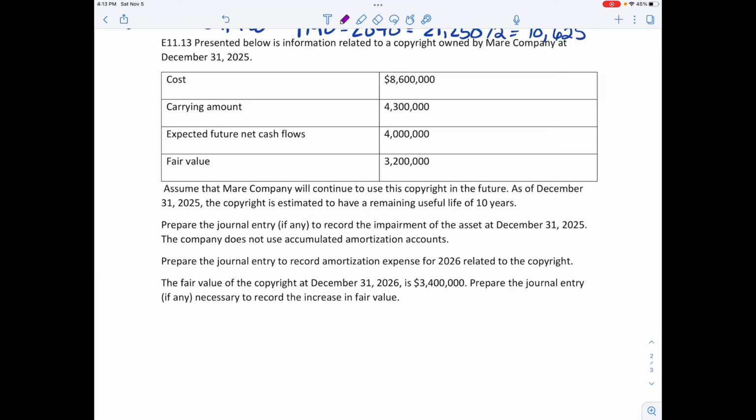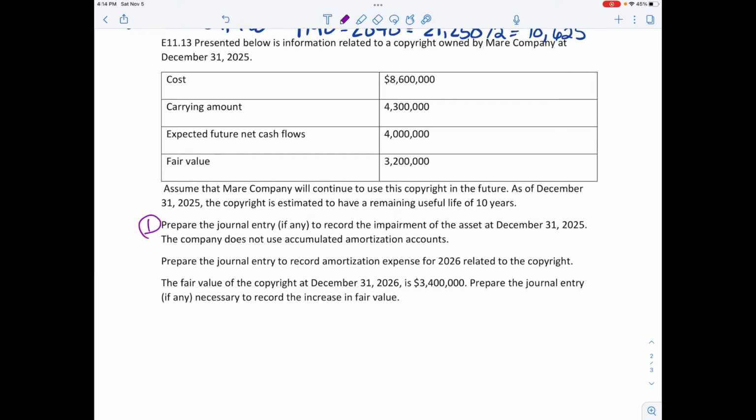Now let's look at the second problem where we talk about copyrights. In copyrights, we need to again look at the carrying value, the expected cash flows, and the fair value, determine if it needs to have an impairment recorded, and then also record the amortization on the copyright. So first thing we're going to do here is record if there's any impairment related to this copyright.